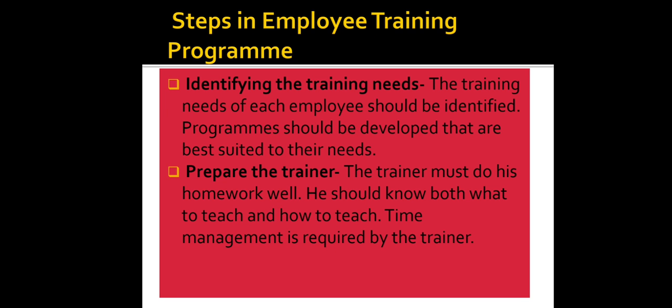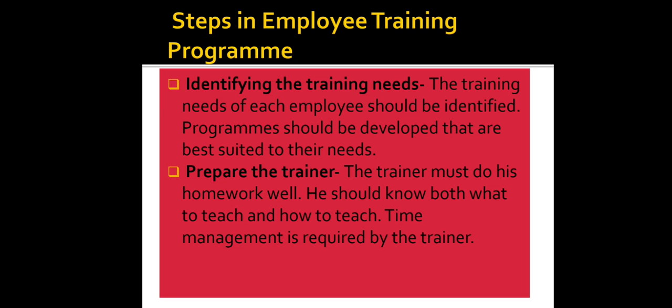Identifying the training needs. The training needs of each employee should be identified. Programs should be developed that are best suited to their needs. So the first step is we need to identify what sort of training has to be provided. हमें पहले वो ढूंढना है. We need to identify कि किस तरह की training देनी है. And then once the needs have been identified, programs should be developed that are best suited. जो programs needs को completely fulfill कर सकें, which are best suited to the needs. Those kinds of programs have to be developed.